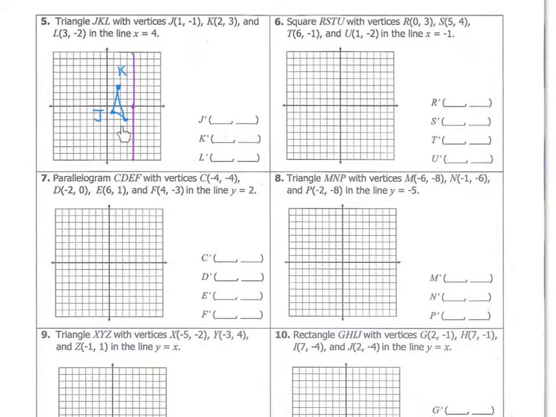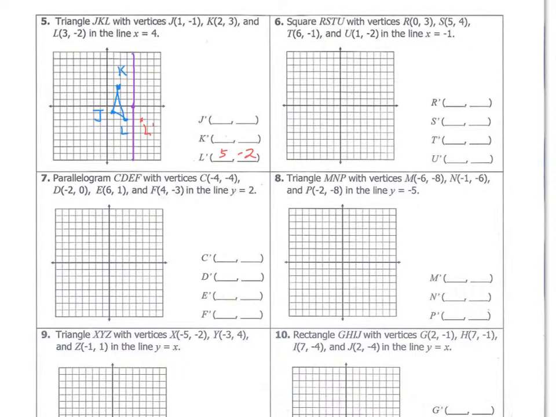So how far is L from the line of reflection? How far? 1. So we're going to plot our image 1 to the right and call that L prime. What's that ordered pair? Now it's really important that you're naming them because things are going to look different now. So what's that ordered pair? 5, -2.